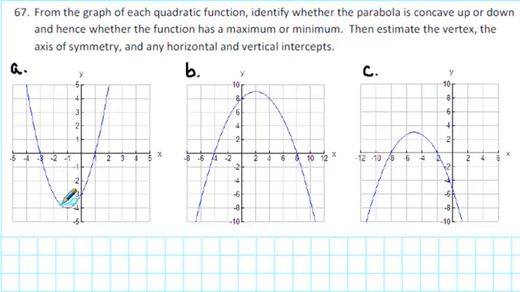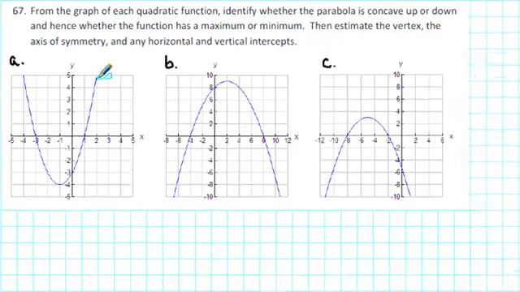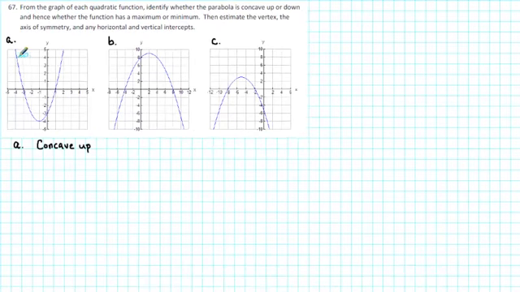Notice that the parabola opens in an upward direction. That tells us that the parabola is concave up. When a parabola is concave up, the quadratic function has a minimum, and that minimum occurs at the vertex, the lowest point on the graph. For part A, we see that the vertex is at -1, -4.